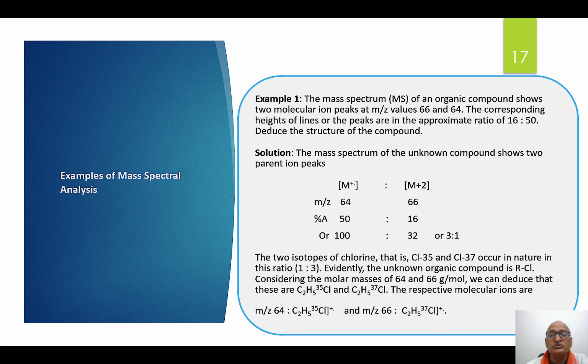Now the mass of chlorine is 35 or 37. If you subtract this mass from 66 and 64, we are left with 29. From this, we can very confidently see that the compound is chloroethane. In one case, the isotope is chlorine 35, having molecular mass 64. In the other case, the isotope is chlorine 37, having molecular mass 66. So in this manner, we can determine the structure of simple molecules from isotopic peak heights.